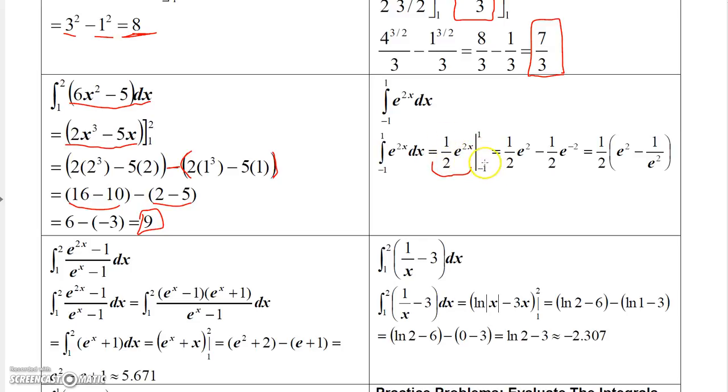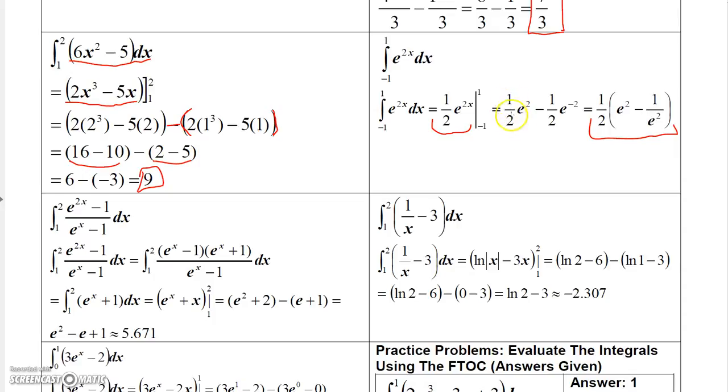And if I evaluate it from -1 to 1, if I plug 1 in here, that's going to be 1/2 e squared. And then minus, if I plug -1 in here, I'm going to get 1/2 e to the -2. And if you factor the 1/2 out, you'll get 1/2 times e squared minus 1 over e squared. Now you can actually factor the half out before you apply the fundamental theorem of calculus, and sometimes I do that.